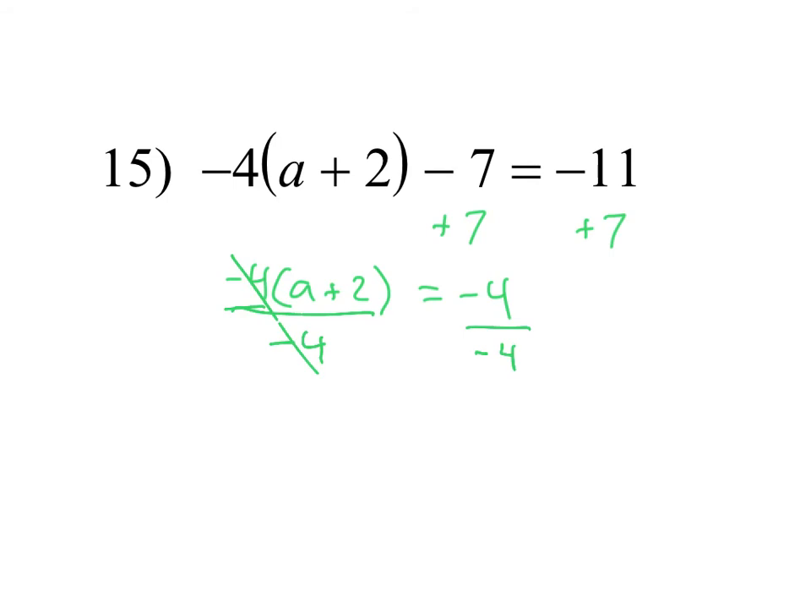So our negative 4's cancel out. We have a plus 2. What is negative 4 divided by negative 4? Positive 1. And then we just subtract 2 on both sides. We get a is equal to negative 1.